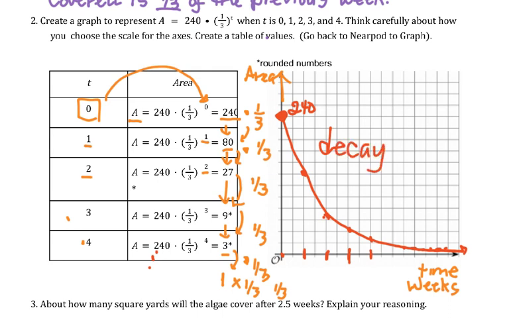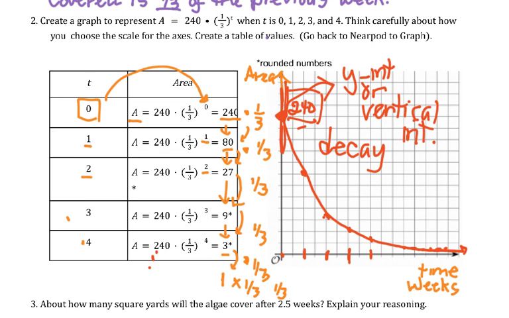The other thing I pointed out to you is that right here is the y-intercept, or the vertical intercept. This is where it crosses this y line, the vertical intercept. It means where did my graph start? At time 0, I had 240 square yards of algae in my lake.